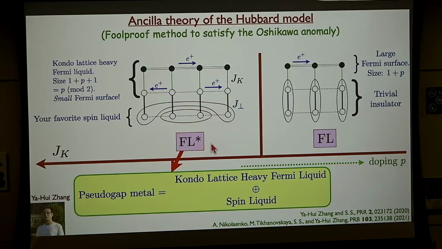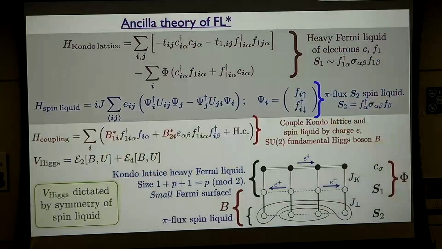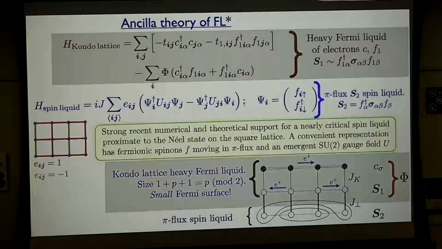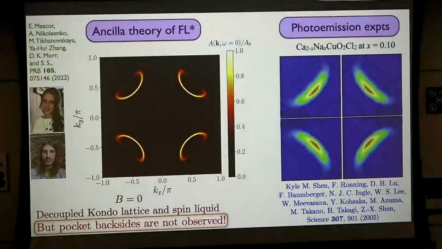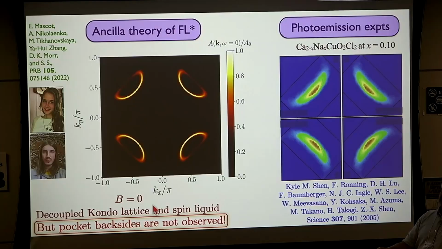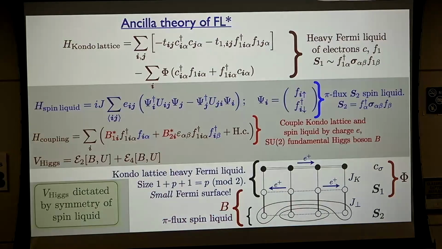That is exactly what our paper from last week is about. Let me show you very quickly in 5 minutes. So here's the full Hamiltonian, all the layers. If we just decouple, we take the Kondo lattice on the top and the spin liquid on the bottom. In fact, here it's important that we take the pi flux spin liquid. If you take another spin liquid, this won't work. B is the coupling between the two layers. That is the B I talked about last time.